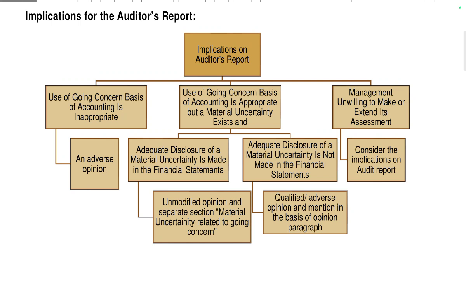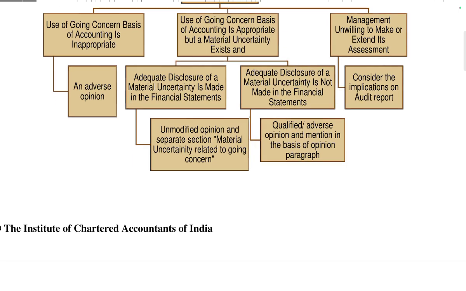Implications for the auditor's report. Use of the going concern basis of accounting is not appropriate: adverse opinion. Use of the going concern basis of accounting is appropriate but a material uncertainty exists. Adequate disclosure of the material uncertainty is made in the financial statements: unmodified opinion, and a separate section on material uncertainty related to going concern. Adequate disclosure of the material uncertainty is not made in the financial statements: qualified or adverse opinion, mentioning the basis of opinion. Management is unwilling to make or extend its assessment: consider the implications for the audit report.